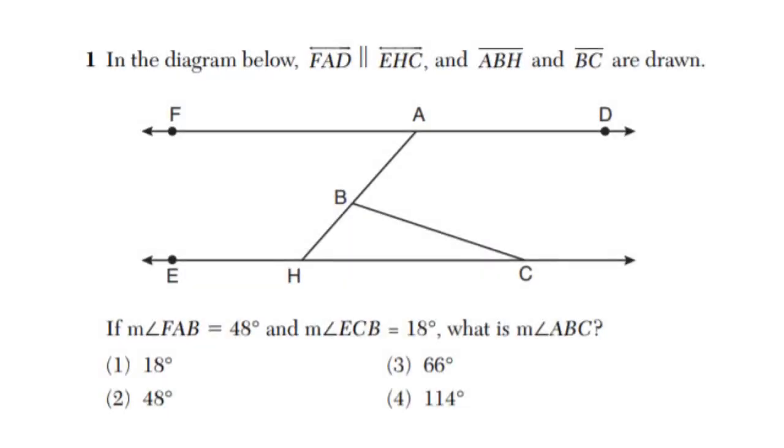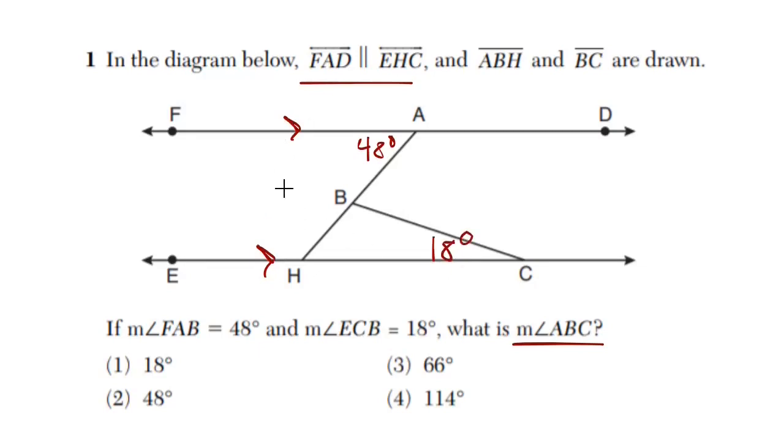For number one, it looks like we're trying to find the measure of angle ABC, and we're given a couple of angle measures. We're also given that these two lines, FAD and EHC, are parallel. So I'm going to go ahead and mark those, just as a good rule of thumb. Make sure you mark all your givens. So I'm going to put these here as well. We know FAB right here is 48 degrees. And then they tell us ECB, that's right here, that's 18 degrees.